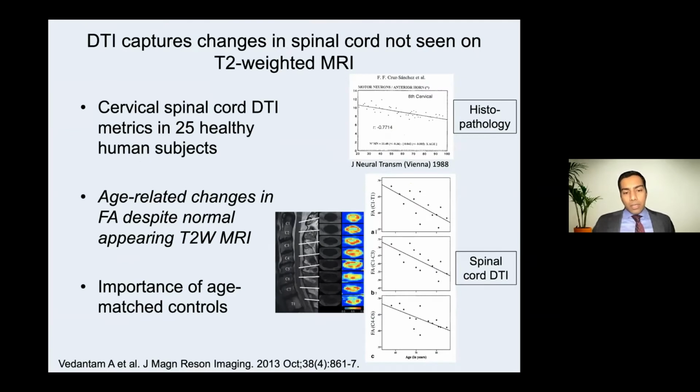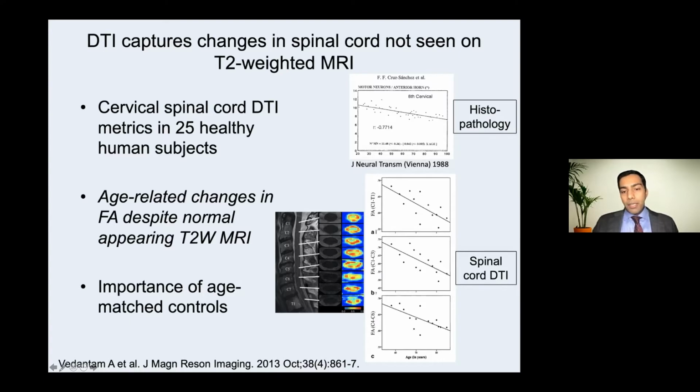So when I looked at this and started getting into this field some years ago, we looked at just healthy subjects with no evidence of disease. And we got just cervical spinal cord DTI images for these subjects. And what we found was actually the older subjects had a lower FA, or fractional anisotropy, in their cervical spinal cord as compared to younger subjects.